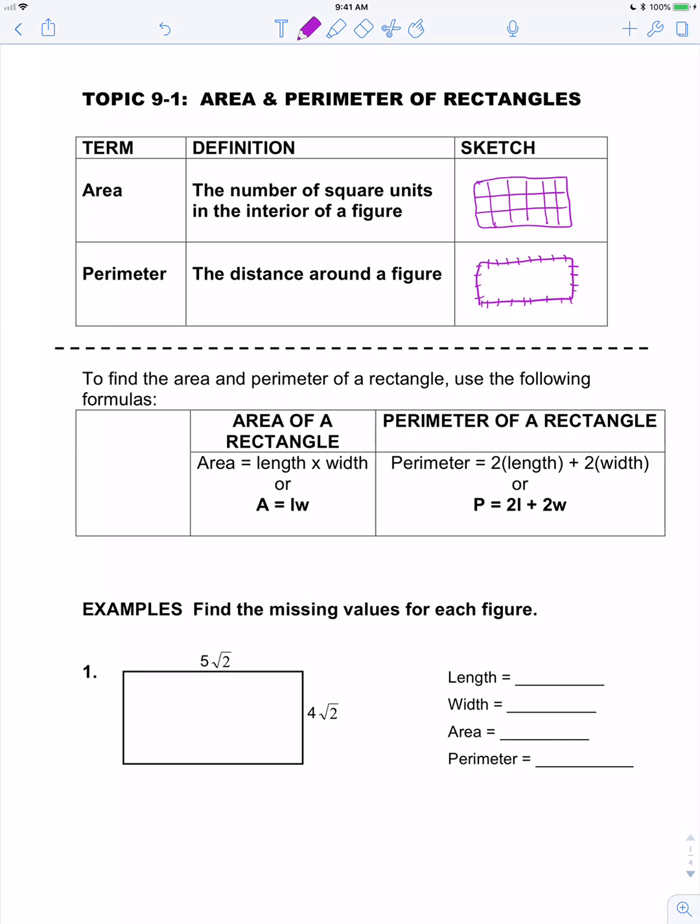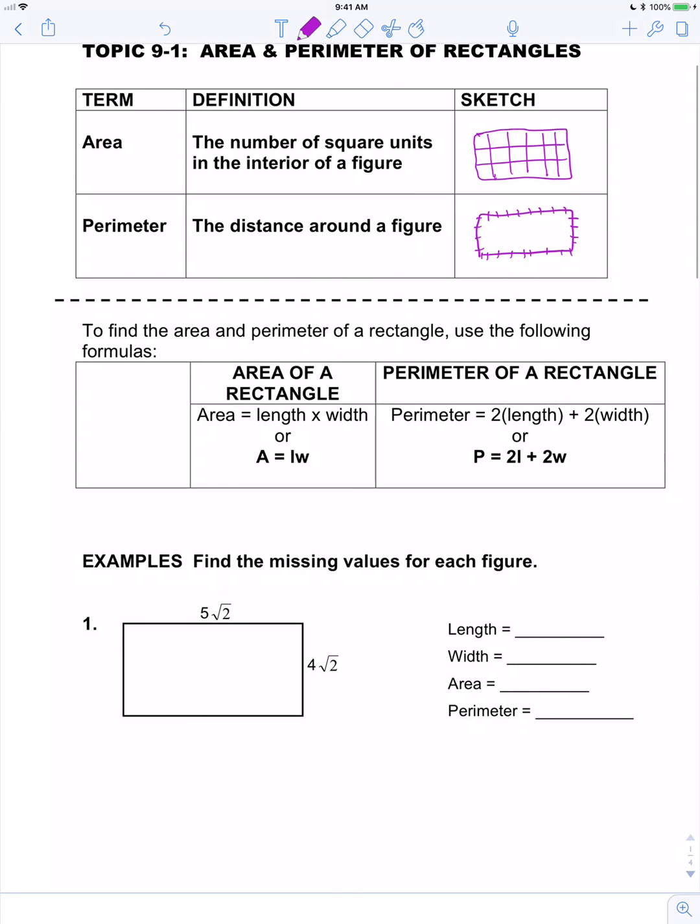Okay, so here's our formulas. For area of a rectangle, the formula is length times width. Then for perimeter, it's 2 times the length plus 2 times the width. Remember that on a rectangle, the sides opposite each other, those parallel sides, are always equal to each other. So we have 2 of those. Then we have 2 of our widths because those are also the same distance. So that's why.